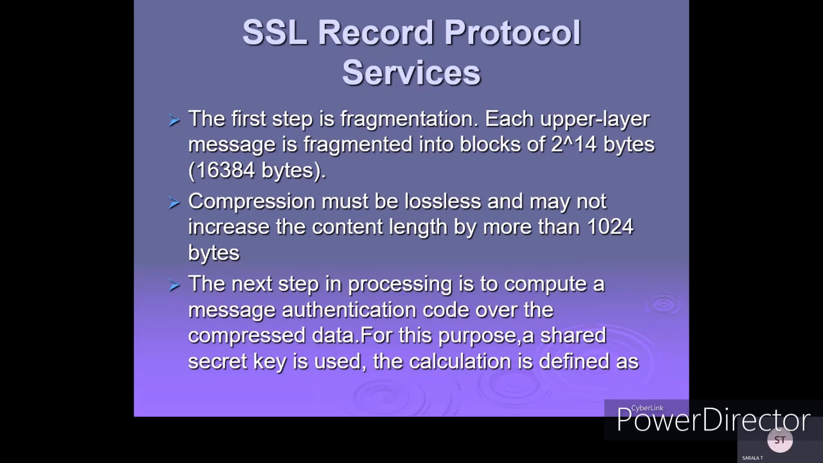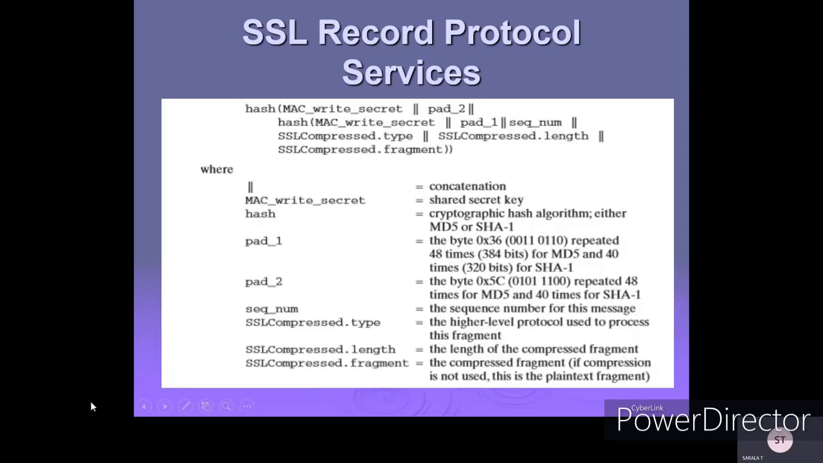Okay, and the next step in processing is to compute a message authentication code, that is a MAC calculation. Message authentication code over the compressed data, for this purpose a shared secret key is used. The calculation is defined as you can see here, the MAC calculation can be done using the hash function and MAC write secret. Whatever the secret key which has been transmitted from the server to the client or client to the server, you have to take the MAC write secret key, and you have to do the padding.